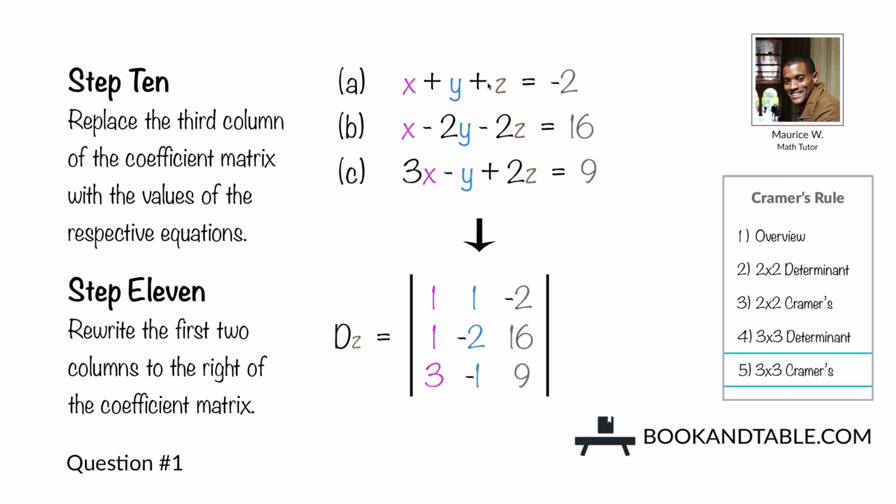So instead of 1, negative 2 and positive 2 being the third column, it will instead be negative 2, 16, and 9. And now we want to rewrite the first two columns to the right of the coefficient matrix. And now we have what we need to solve for dz.